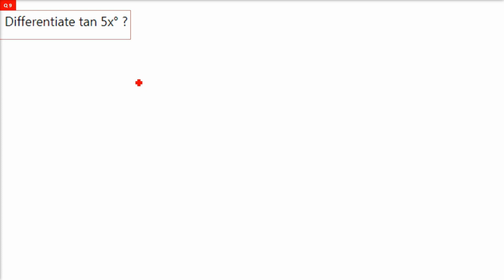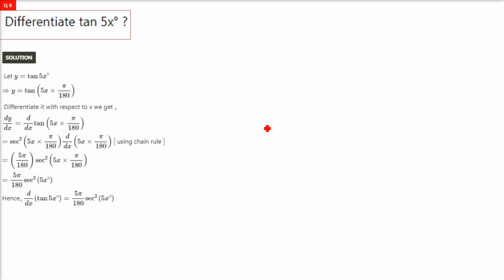Differentiate tan 5x degree. Same thing you have to do. You cannot differentiate when it is in degree. You need to convert the degree into radian first. Then you can differentiate, and the final answer will not be in degree. Please remember. So this is tan 5x, pi by 180 you have to convert. Alright.